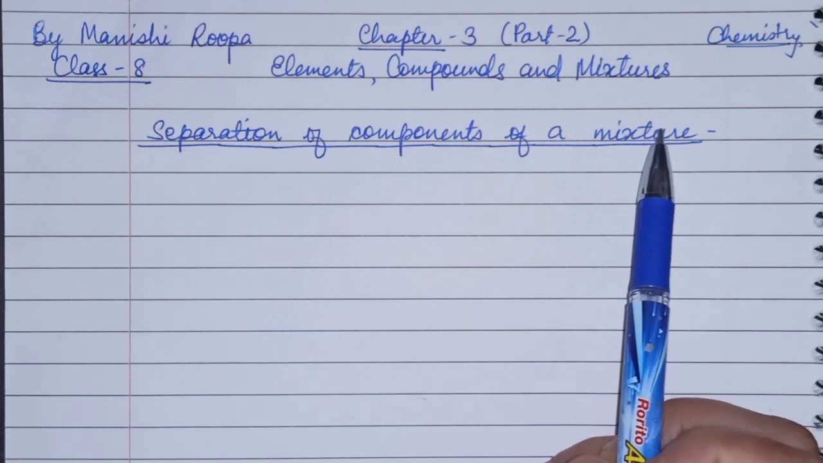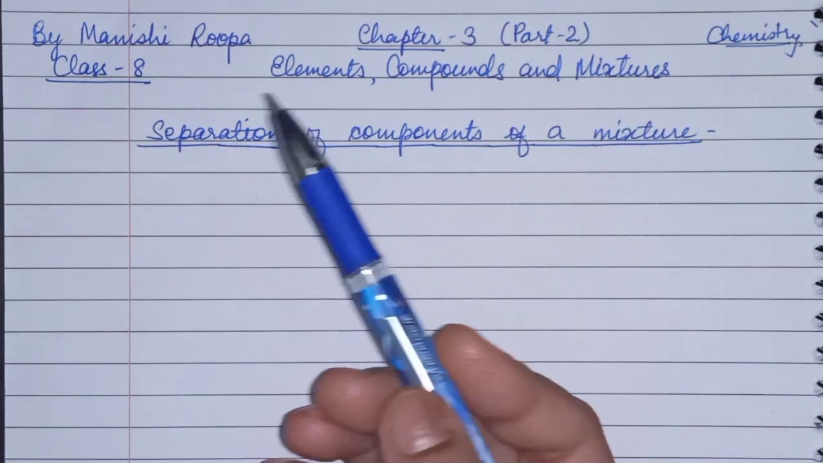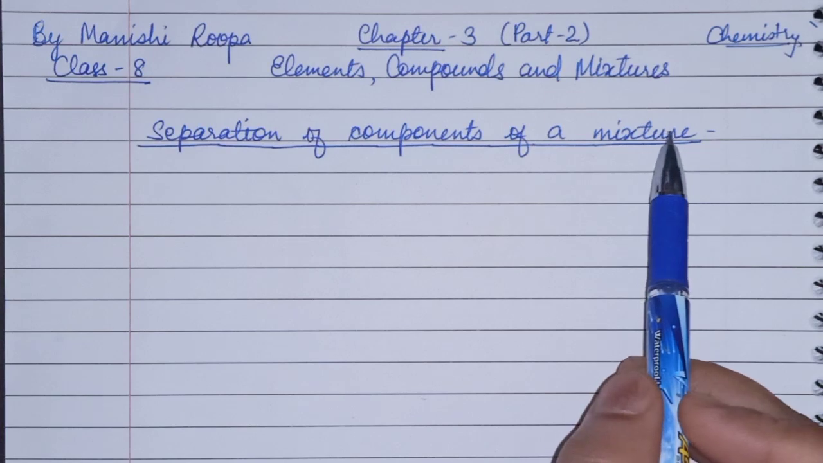Components means how many parts a mixture must have. Okay.